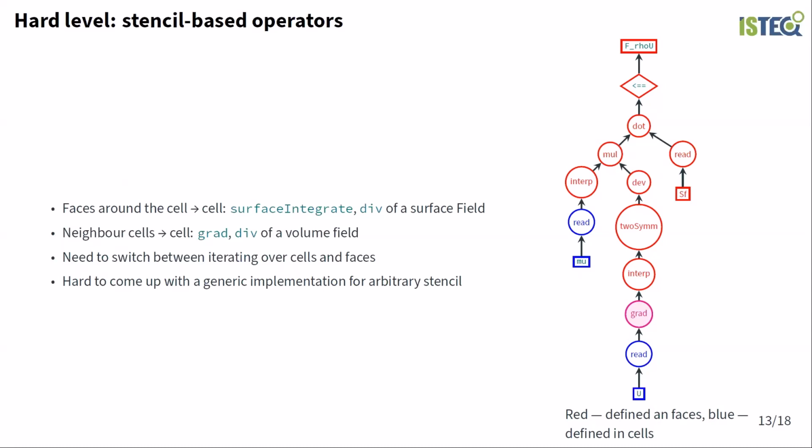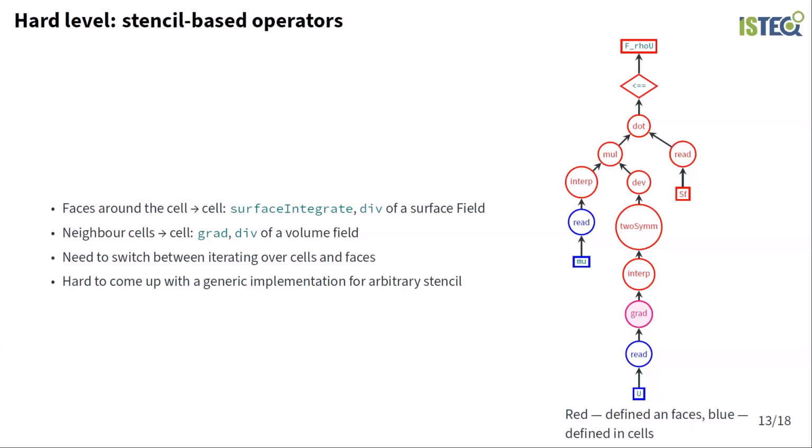More difficult. So we have gradient here. For example, for gradient, how OpenFOAM implements it, and how it's efficient to implement, is to loop over faces and update the value of gradient on both sides of the face. That means we must switch orders of iteration in parts of this expression tree.